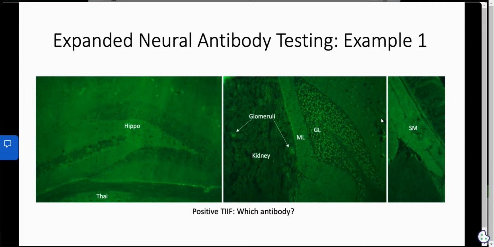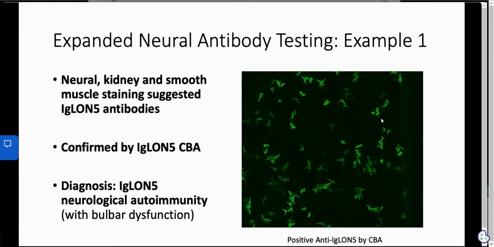And so what we see here on brain tissue indirect immunofluorescence is clear staining of the hippocampus, the thalamus, the cerebellum, molecular layer and granular layer, the glomeruli of the kidney, which I've highlighted with arrows there, as well as the smooth muscle. And so when we see this typical brain staining, glomeruli staining, and smooth muscle staining, this is all very suspicious of AGLON5 antibodies. And this was confirmed by an AGLON5 cell-based assay, which I've shown here on the right. And this patient's diagnosis was ultimately anti-AGLON5 neurological autoimmunity with prominent bulbar dysfunction and, unfortunately, respiratory failure.